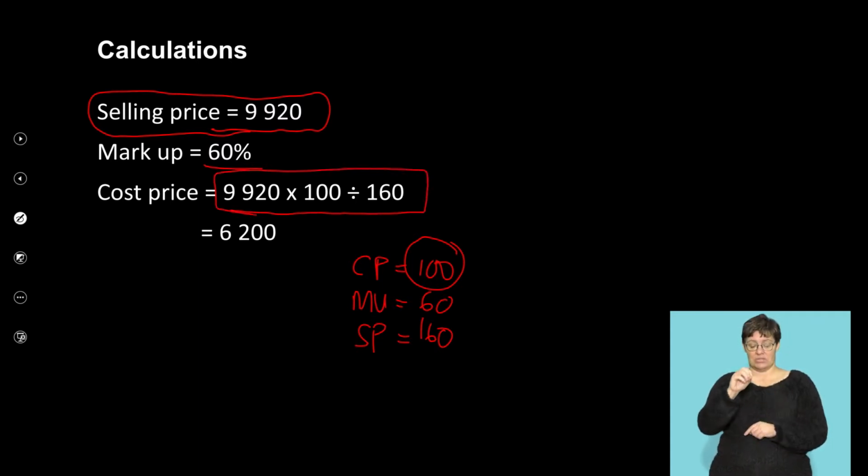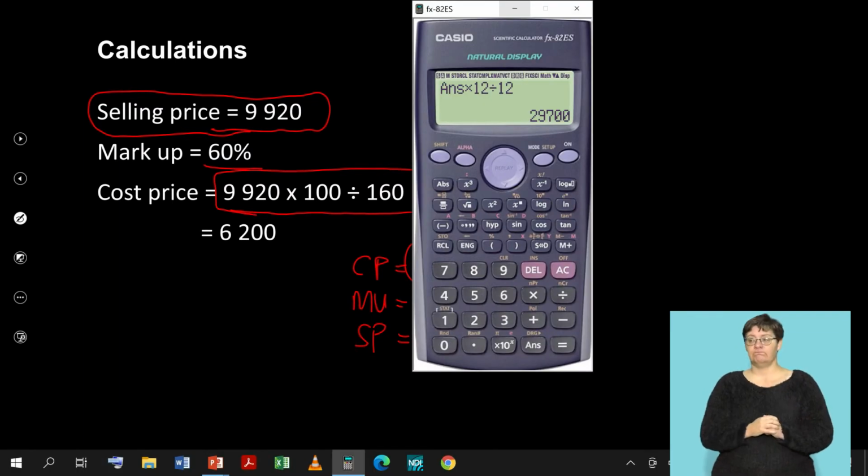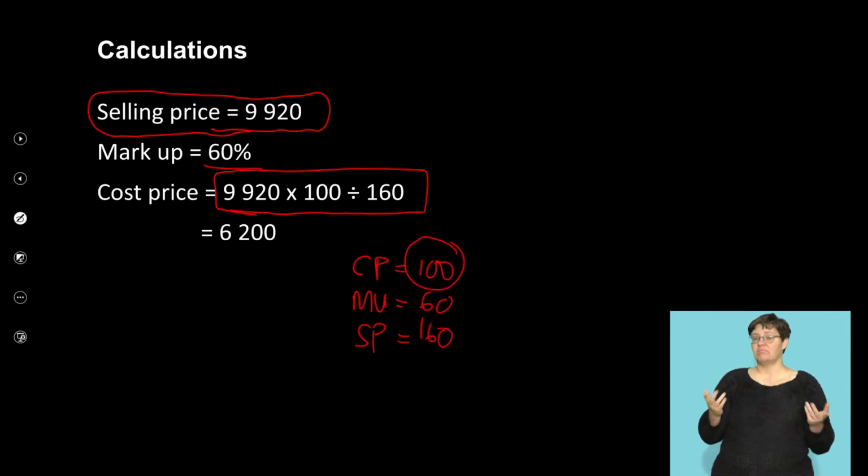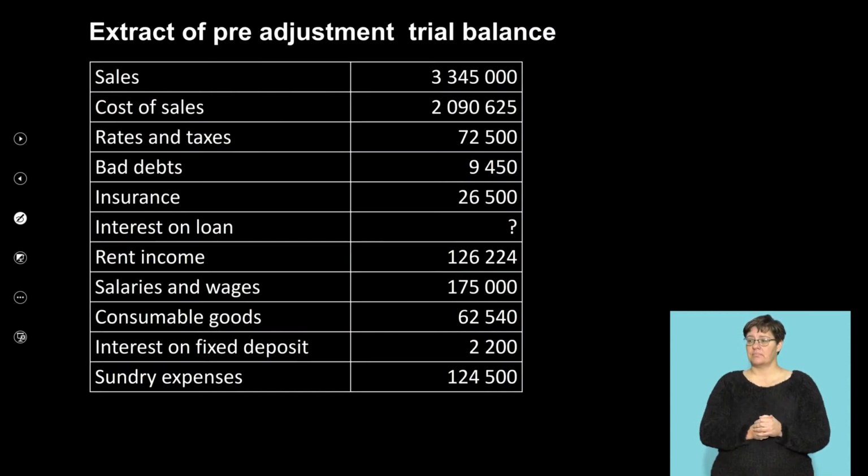There's my calculation. And if I do that calculation, let's do the calculation. So here we go, 9920 times 100 divided by 160, and voila, we have our cost price of 6,200. Okay, so we've now calculated the cost price of the goods that were returned. How does this impact on my statement of comprehensive income?